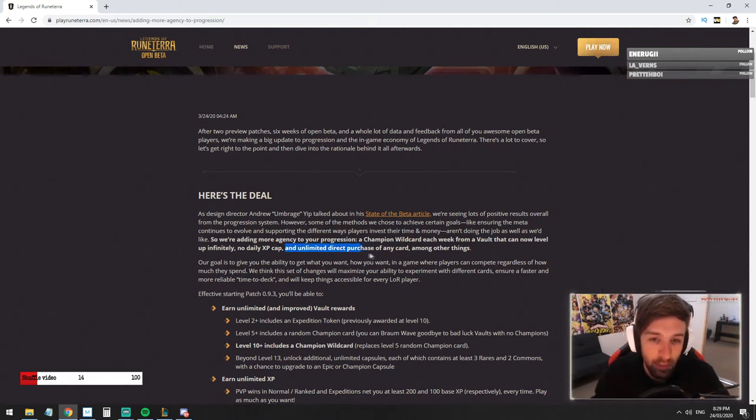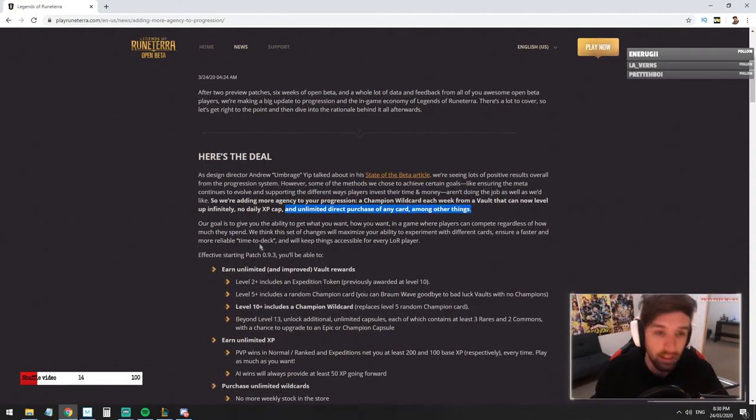An unlimited direct purchase of any card. This also makes sense. Honestly, I'm surprised they even put a cap on the purchases. It doesn't really affect anyone's gameplay. This is probably going to be really good for content creators or anybody that's interested in getting into the game quickly and wants to get access to as many cards as they want. Don't limit their wallets. They want to spend money. That's fair enough. You're not hurting the free-to-play players. Actually, you're making it easier for them.